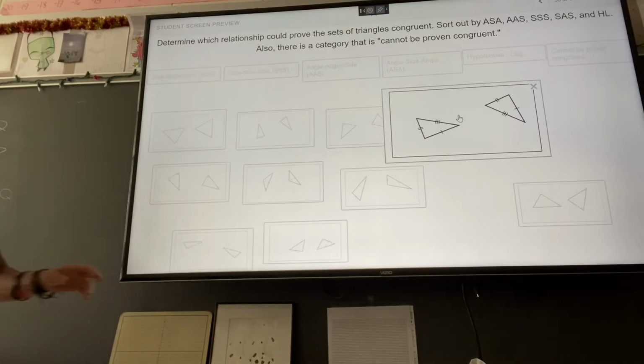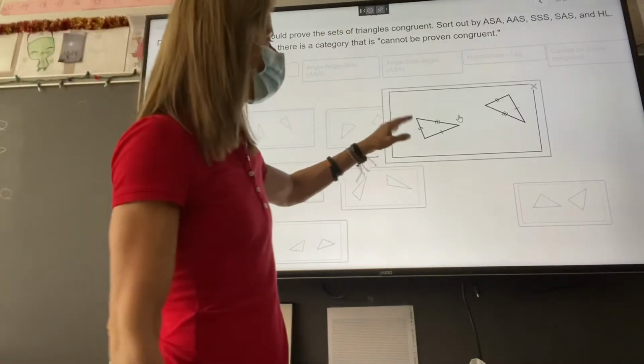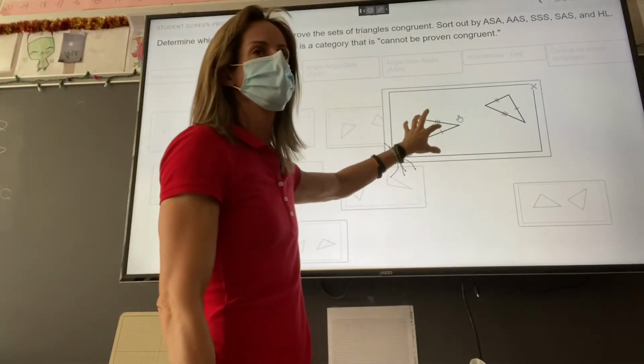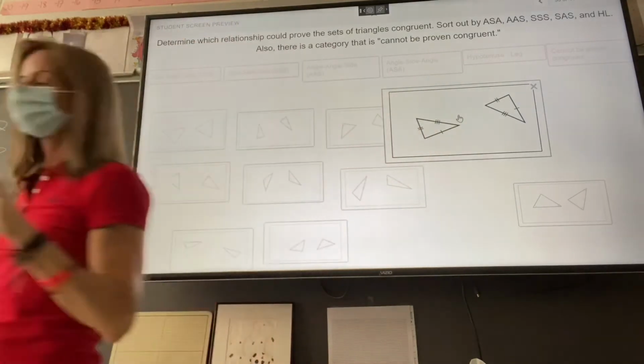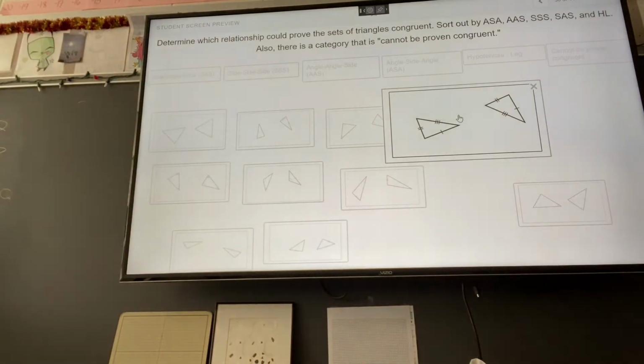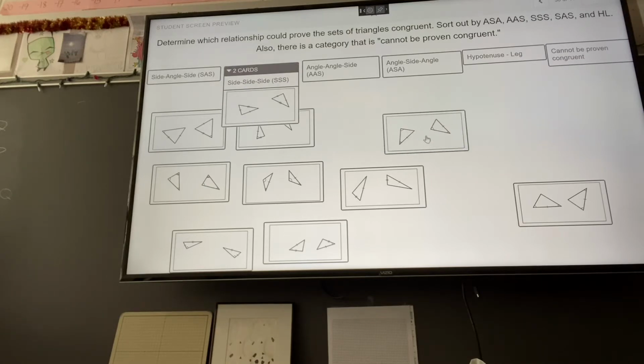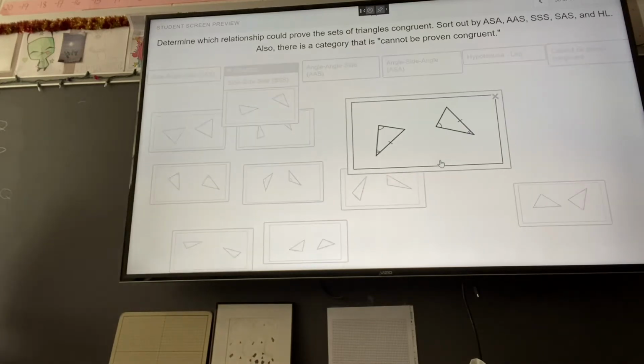This is clearly, we've got 3 pairs of congruent corresponding sides. So this is what? Side, side, side. Let's do it. All right, next one. I'll just pick this one.